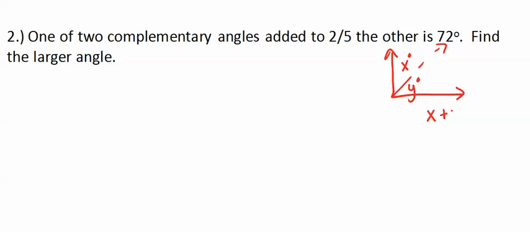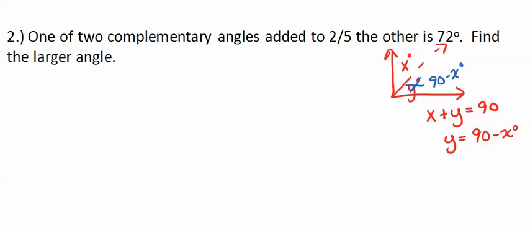Think about what that means. X plus Y equals 90 degrees. Let's put them in the same terms. If I get Y by itself, it's 90 minus X. Therefore, instead of saying angle Y, we can say angle 90 minus X. This will help us set up a simpler algebraic equation.